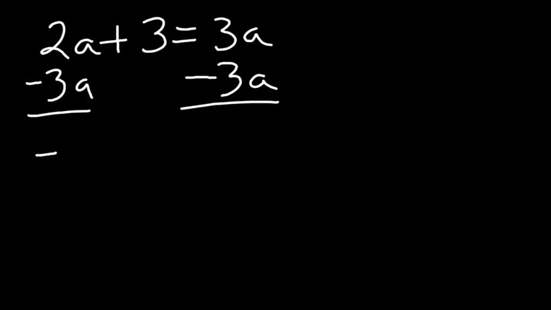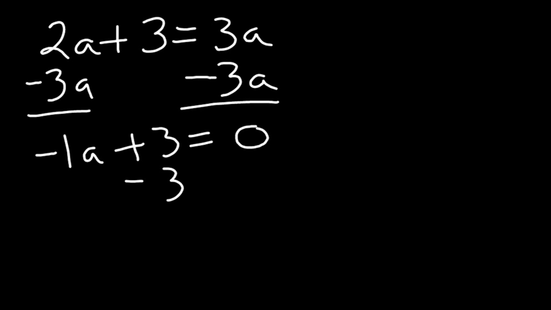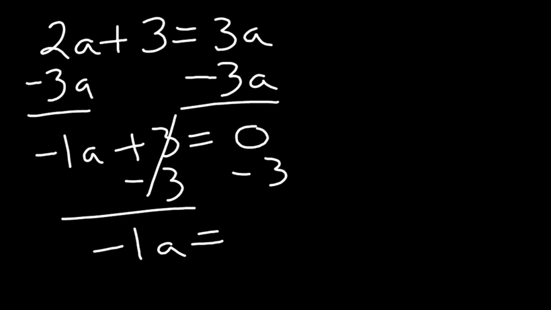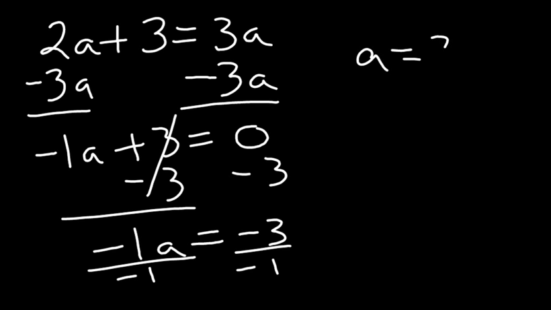And that's going to be negative 1a plus 3 equals 0. It's okay to have 0 on that side. Sometimes that bothers you guys when it comes up to be 0. It kind of freaks you out. It's perfectly fine. Now, we do minus 3, minus 3. We get negative 1a, because those cancel, equals 0 minus 3, negative 3. Now next, divide by negative 1, divide by negative 1, a equals 3.